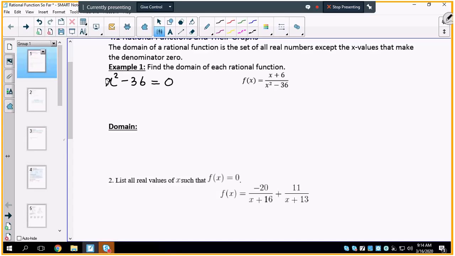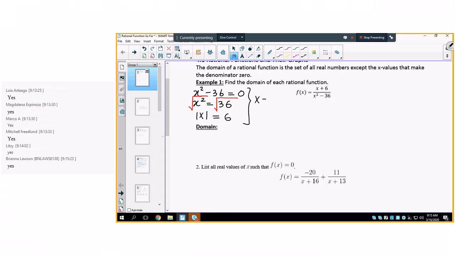If you remember, I call them bad points. So I will go ahead and add 36 on both sides, and I will get x squared is equal to 36. Then I take the square roots of x squared on both sides. And left hand side, as you can recall, is absolute value of x, which is equal to 6. So I get two solutions. One is positive 6 and the other is negative 6. So those are my two bad points.